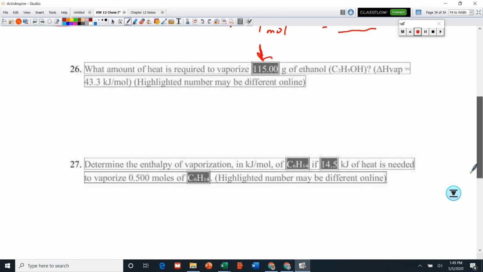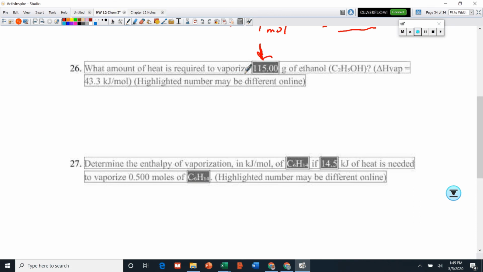All right, moving on to this next one. How much heat is required to vaporize 115 grams of ethanol, C2H5OH? Heat of vaporization is 43.3 kilojoules. So again, first thing that we need to look at is step 1, is convert grams to moles. Then you can apply the kilojoules per mole. And again, this number is going to be the same no matter what. This 115 might be different on yours.